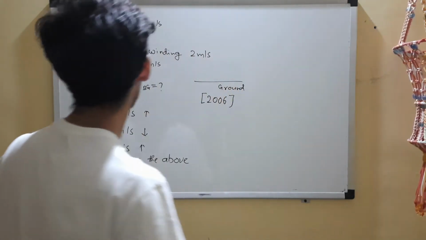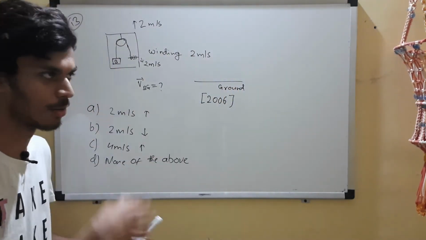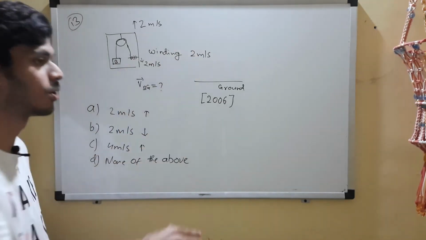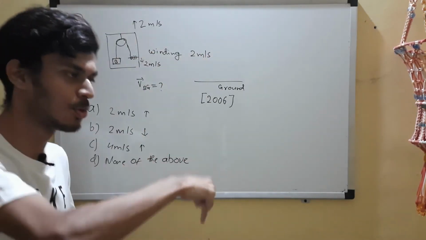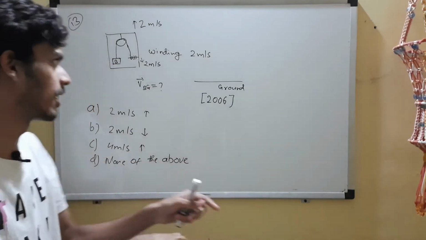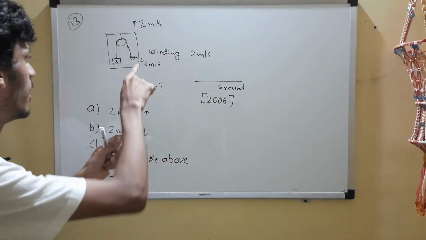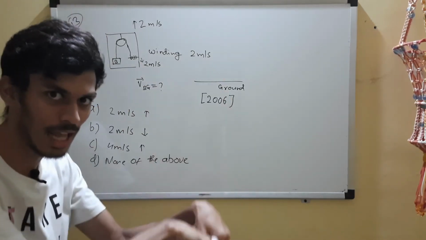You can see that first of all that rod is winding up the string with a speed of 2 meters per second. Also it's going down, right? So 2 meters per second winding up plus 2 meters per second going down. Those two velocities are in the same direction, right? 2 meters per second winding up and 2 meters per second in the downward direction. So those two velocities will add up.